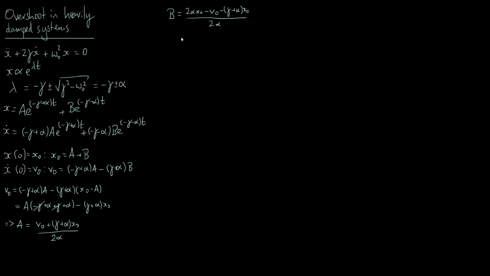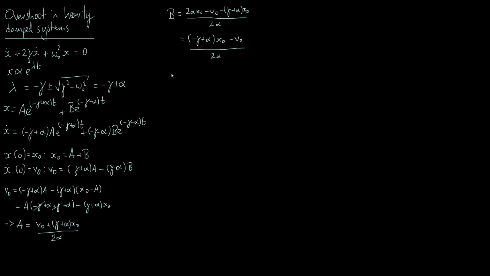Okay, and then again let's just simplify things a bit, and you will find that on the top we have minus gamma plus alpha x0 minus v0, and then divided by 2 alpha. So we found A and B, so then we now have our specific solution given the initial conditions, right? So let's think about the condition for overshoot to occur.